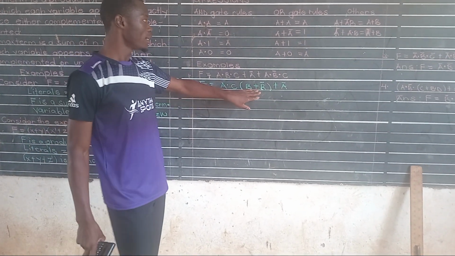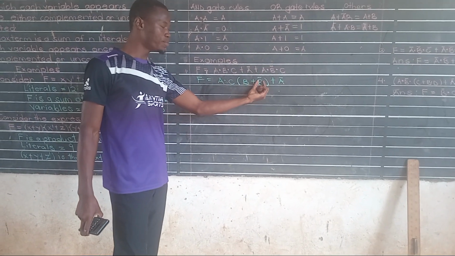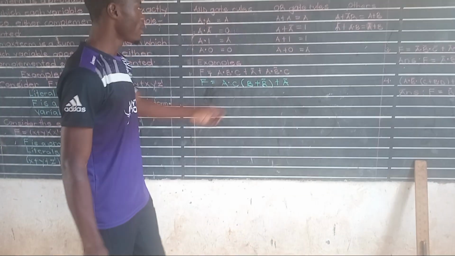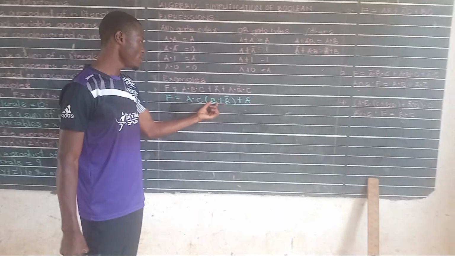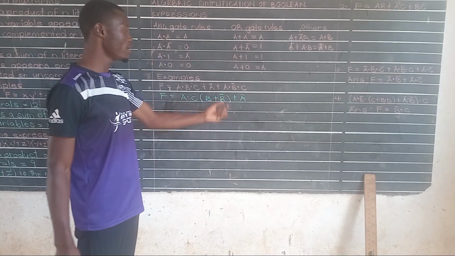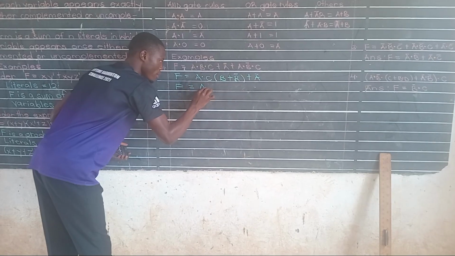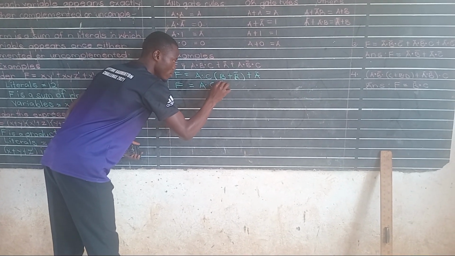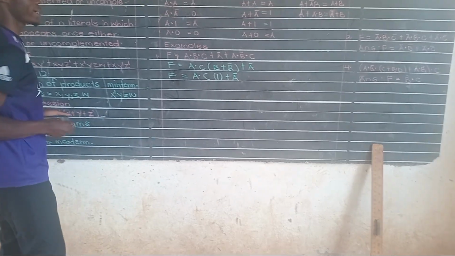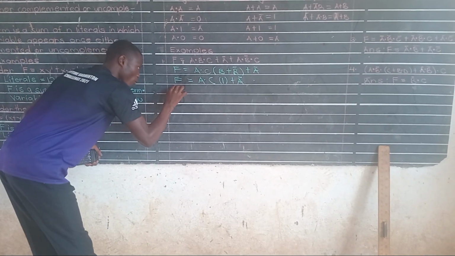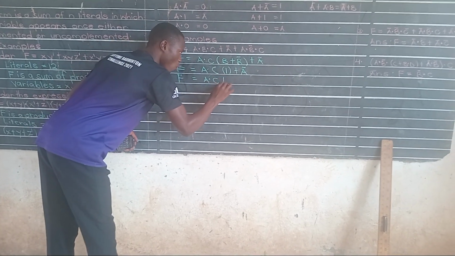So this is where I am. Now I can refer to these rules. Which rule says that B or not B, what is its equivalence? I'm having A or not A being 1, therefore B or not B is 1. So I have my function A C, this is a 1, or not A. So that's where I am, which I can simplify to have it as AC or not A.